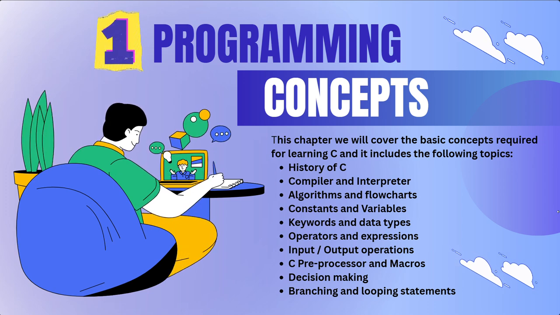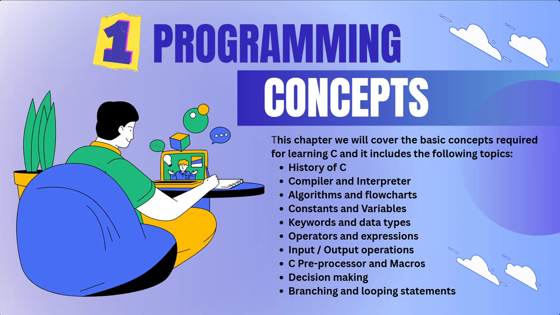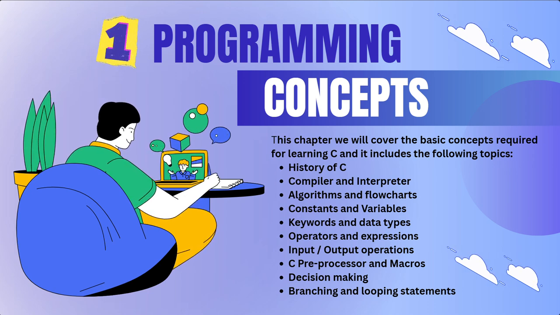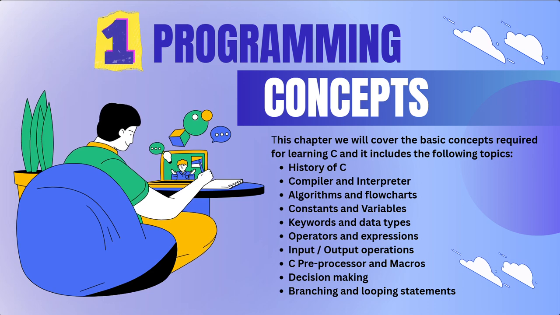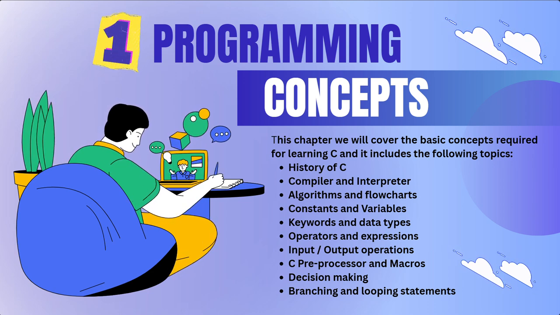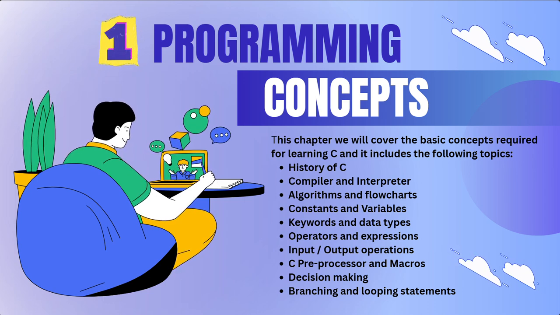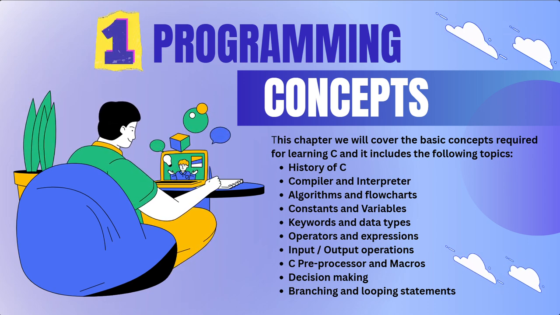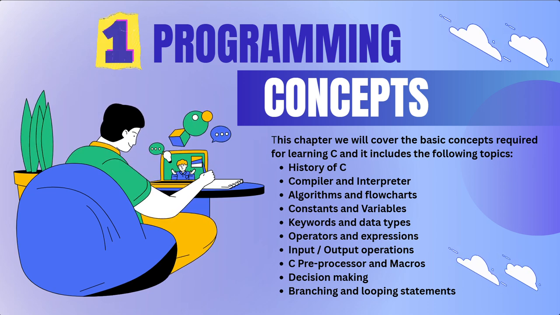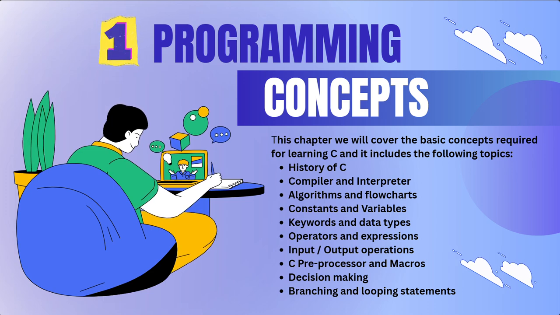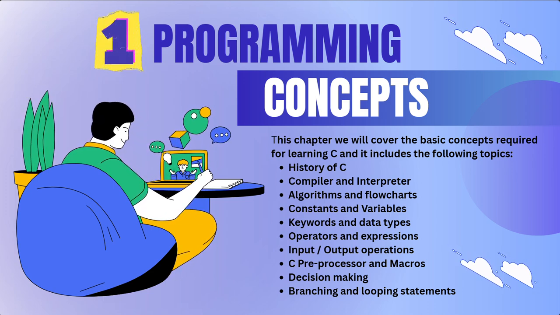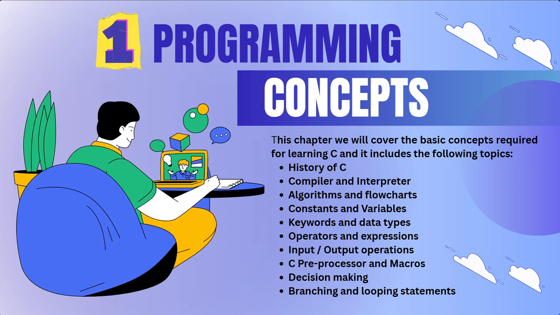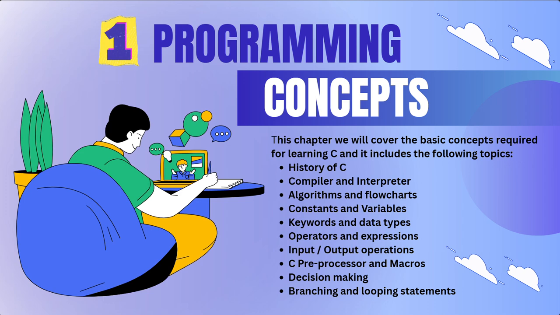The first chapter is programming concepts. It is a basic chapter to build up the concepts of the C language, which will include the following topics: the history of C, compiler and interpreter, algorithm and flowcharts, constants and variables, keywords and data types, operators and expressions, input and output operations, preprocessor and macros, C decision making, branching and looping statements. All these come under the basics of programming concepts. We will take a look at all of them and understand them with the help of programs. Okay, let's start.